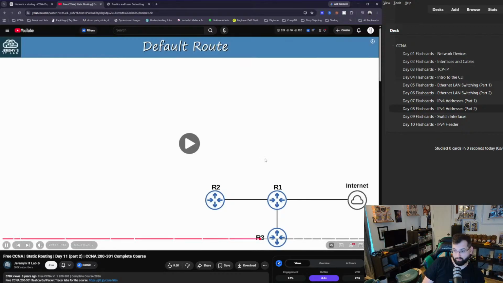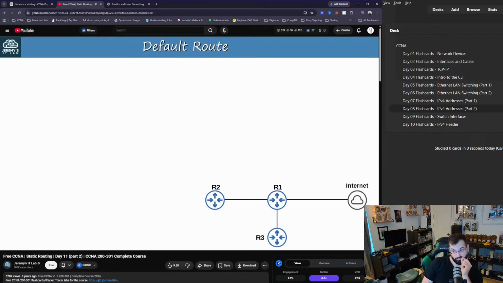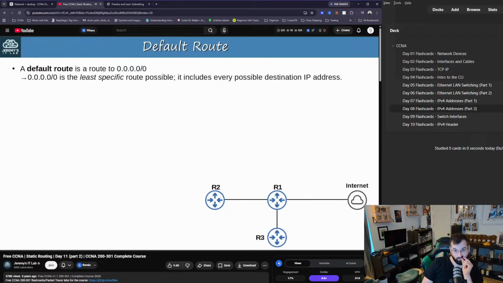Pretty crazy. Next topic, I'll introduce how to configure a default route on a Cisco router. I introduced the concept of default routes when explaining how a PC's default gateway works, but let's review. A default route is a route to 0.0.0.0/0. /0 means that all bits of the net mask are 0, so none of the bits of the address are fixed. They can all change to be either 0 or 1. So 0.0.0.0/0 is the least specific route possible. It includes every possible destination IP address.